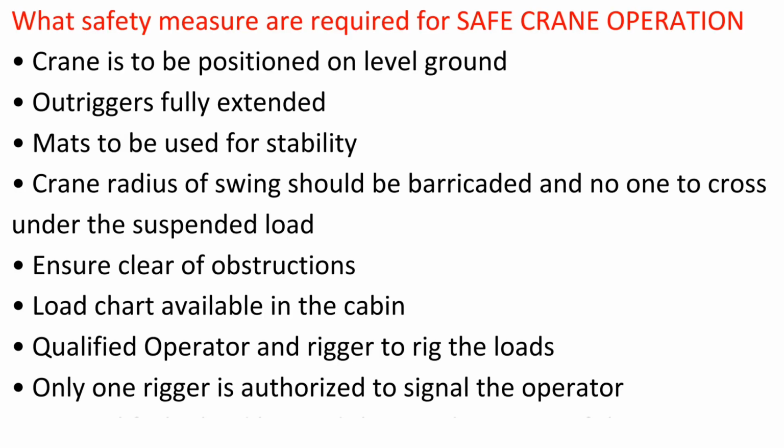Question: What safety measures are required for safe crane operation? Answer: The crane is to be positioned on level ground. Outriggers fully extended. Mats to be used for stability. The crane radius of swing should be barricaded and no one to cross under the suspended load. Ensure clear of obstructions. Load chart available in the cabin. Qualified operator and rigger to rig the loads. Only one rigger is authorized to signal the operator.